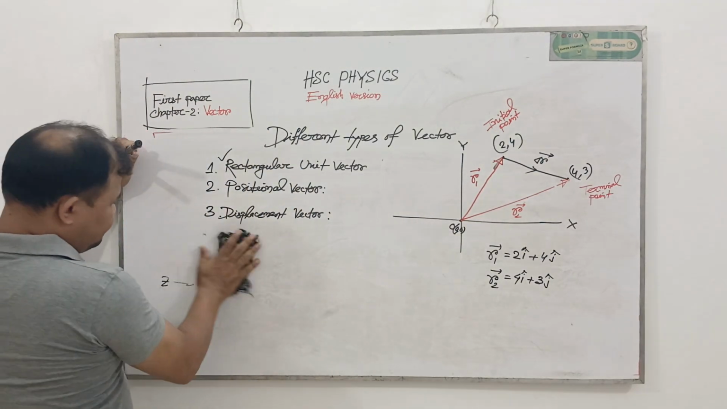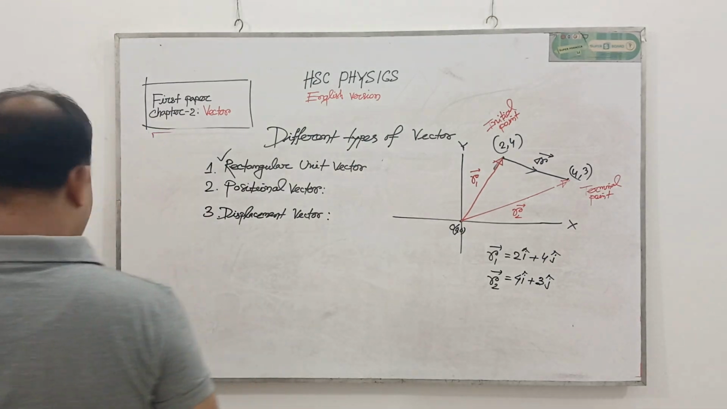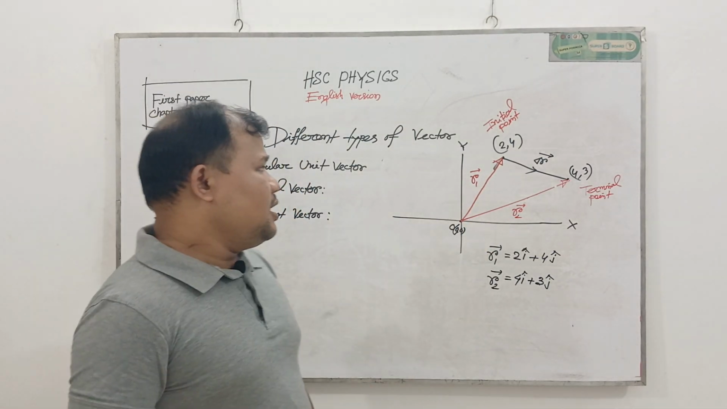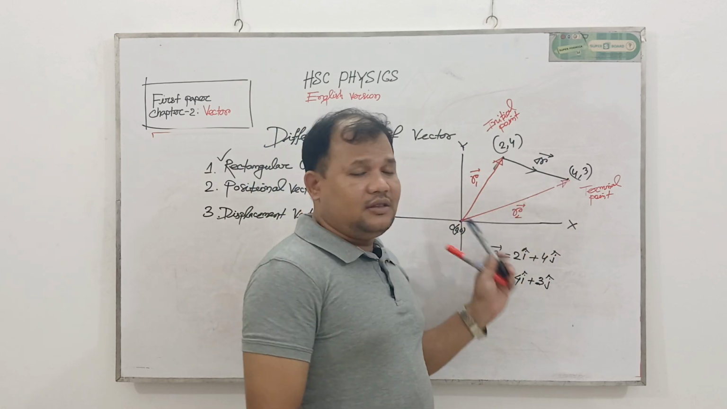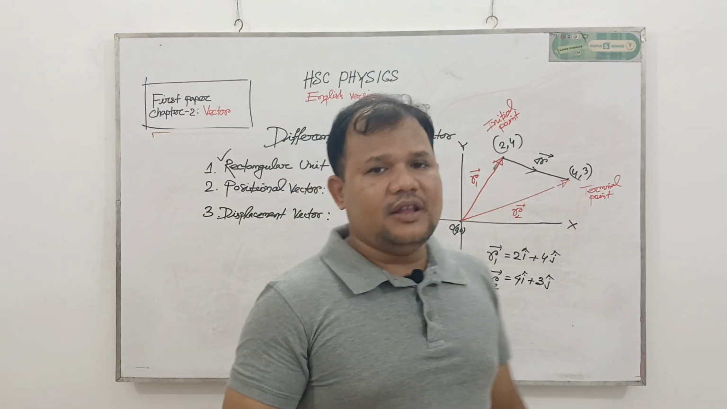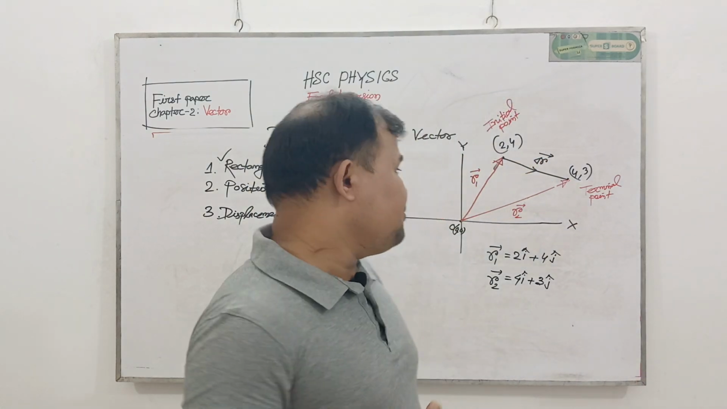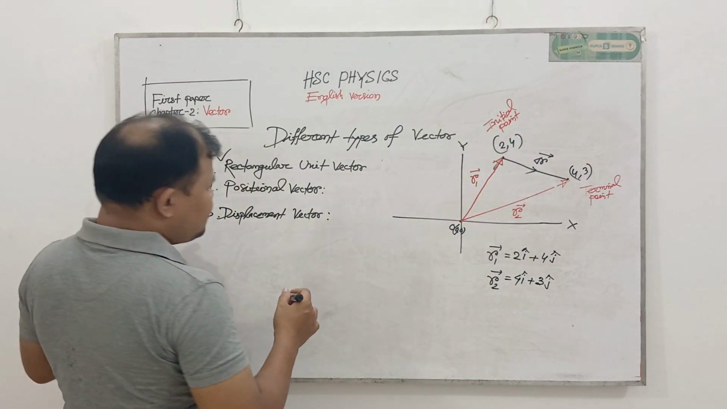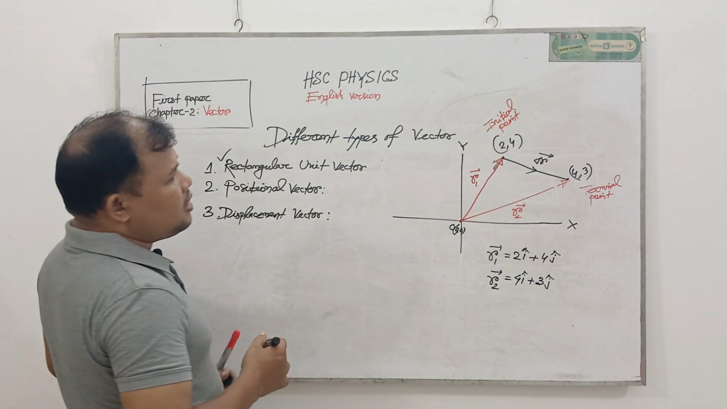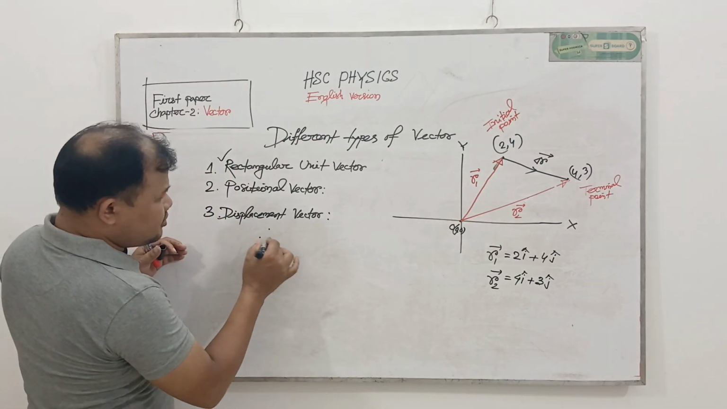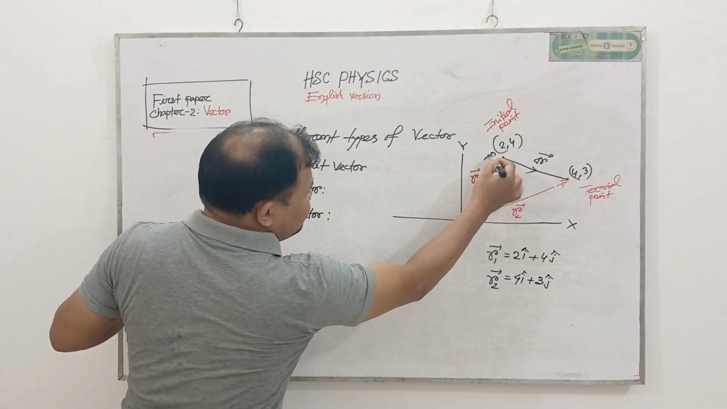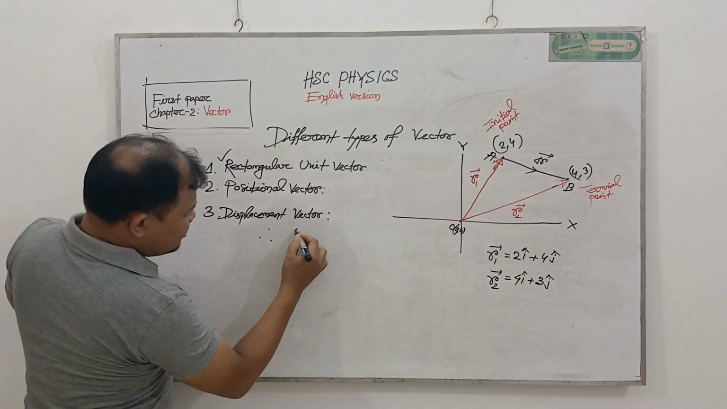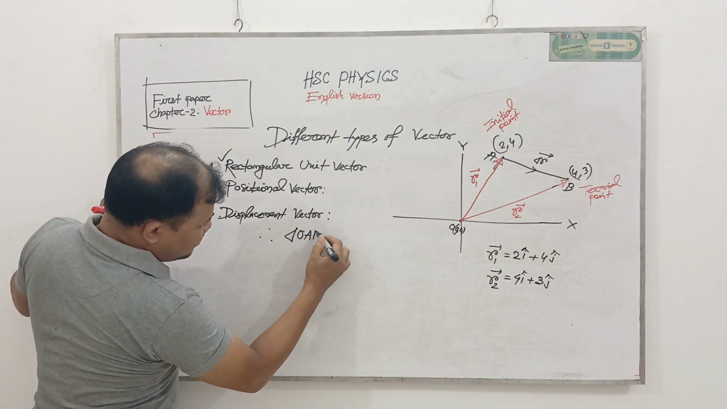Okay, now how can we find out this displacement vector? As this is a triangle, by applying the triangle law, we can easily find out the displacement vector. Before finding out the displacement vector, at first we have to learn the triangle law. Suppose O, this point A and this point B. Suppose triangle OAB.